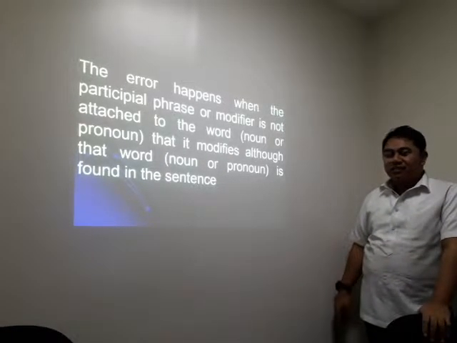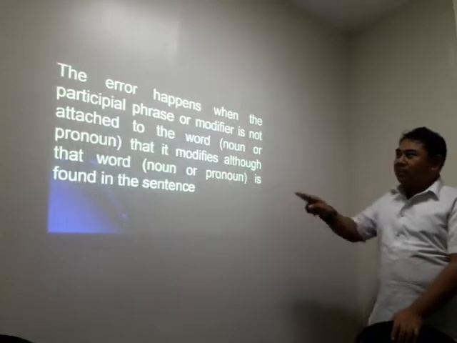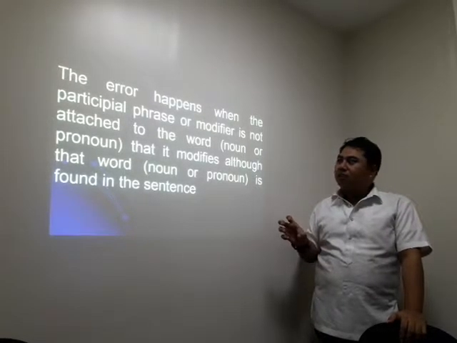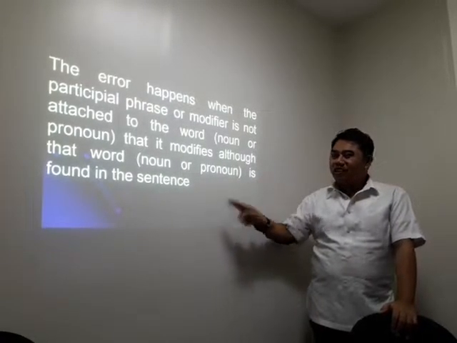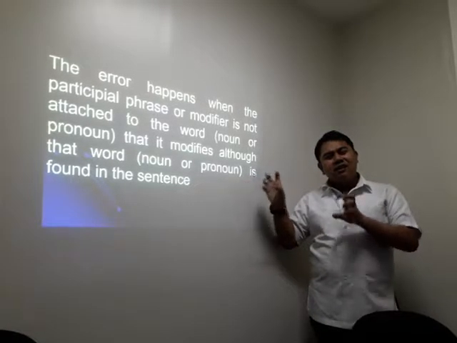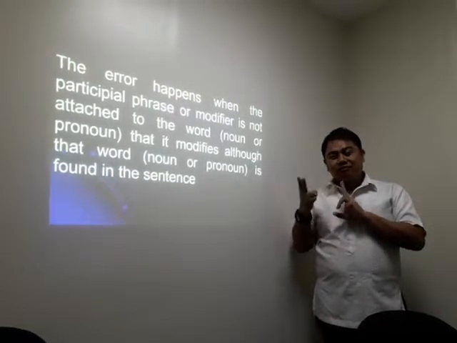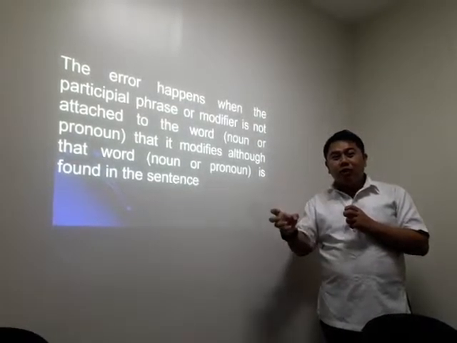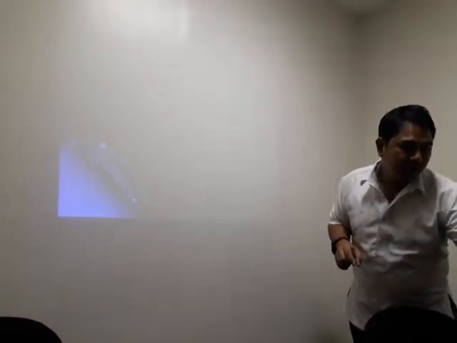The error, the misplaced or misattached modifier, happens when the participial phrase or modifier is not attached to the word, that is, the noun or the pronoun that it modifies, although the word, again the noun or the pronoun, is found in the sentence core. An additional input is that there are two head nouns in the sentence core. We should be able to look for the logical subject. Take a look at this particular example.